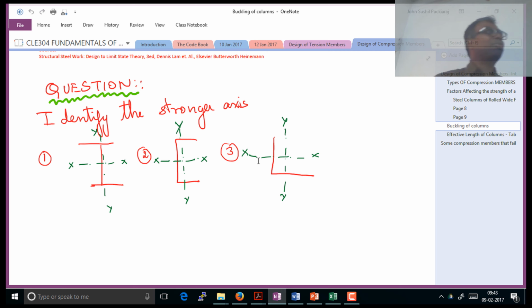Now look here. Let's see, roll number 44. We need 44 here. Let's not disturb the persons who are sleeping. The one in the yellow shirt. Which is the stronger axis? Yeah, please. One in the yellow shirt.